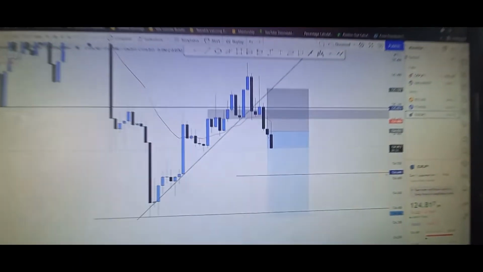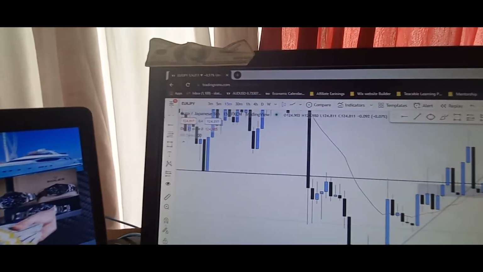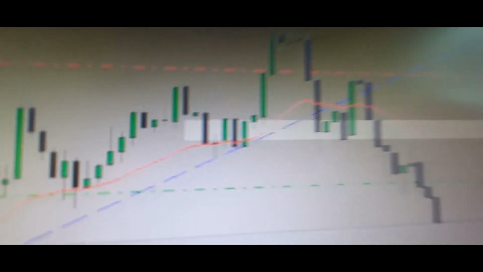Before we jump into this video, guys, I'm just gonna show you I'm currently in this trade, Euro JPY. As you can see, it is a live account running in this trade right now. Let's see how far this trade will go. So yeah, gang, let's get into this video.